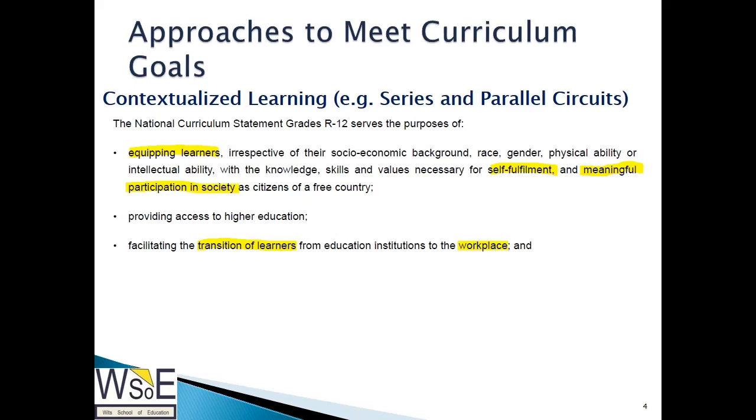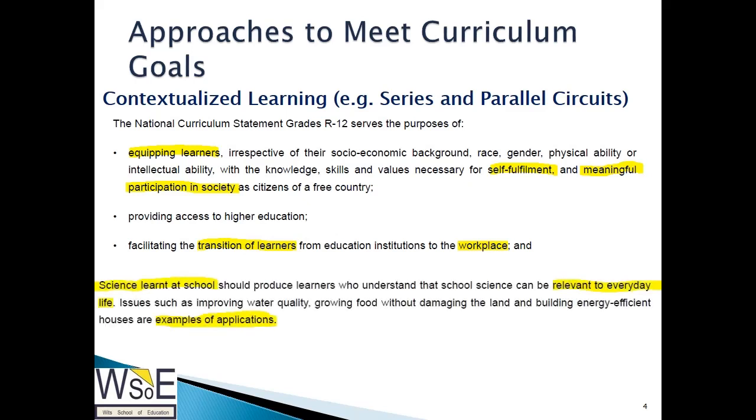Then you have to facilitate the transition of learners from educational institutions to the workplace. So here we see students are going from imagining that they're being electricians, going from school into the workplace. And then the science learned at school should be relevant to everyday life with examples of applications. So yes, CAPS does allow a contextualized approach to learning.